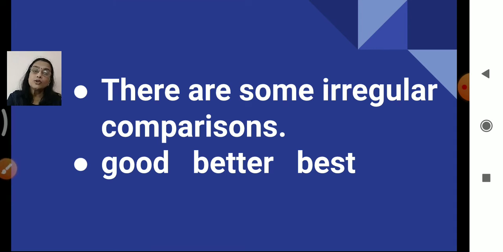Now, there are also some irregular comparisons. They differ from their positive degree, the main word; they are not the same. So what do we get? We get good, better, best. We do not add er just like that to the positive word, but we have a totally different word. We don't say good, gooder, goodest. That is wrong. Good, better, best are the irregular comparisons.